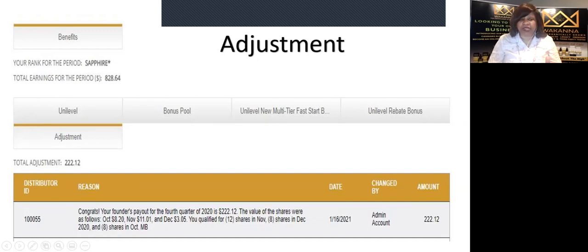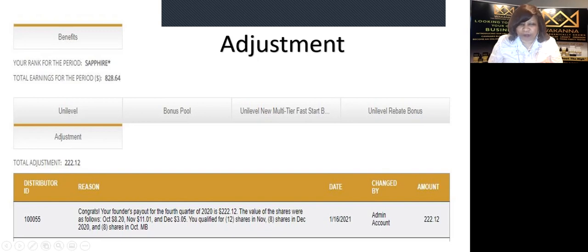And then adjustment, what did I say adjustment is? Any adjustments, or if you're a founding member, that's where you find it after 3 months. I'm showing you the example of a founding revenue check. So when you click adjustment, it gives you the itemization, the detailed description. Congrats. Your founder's payout for the fourth quarter of 2020 is $222.12.